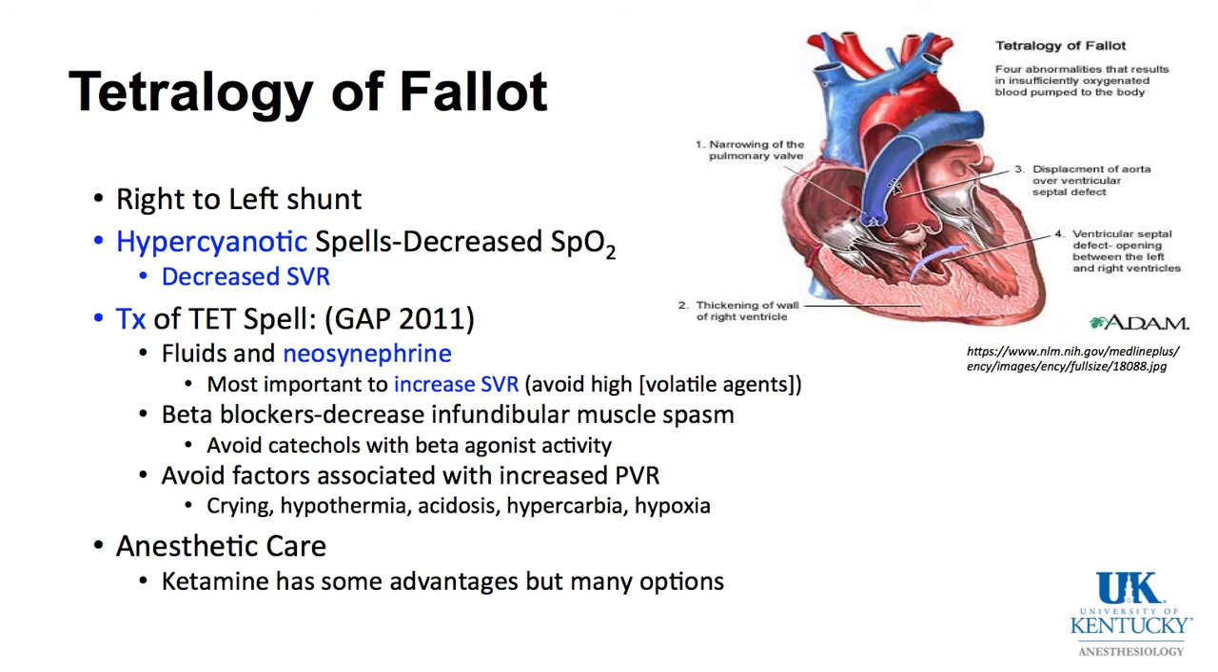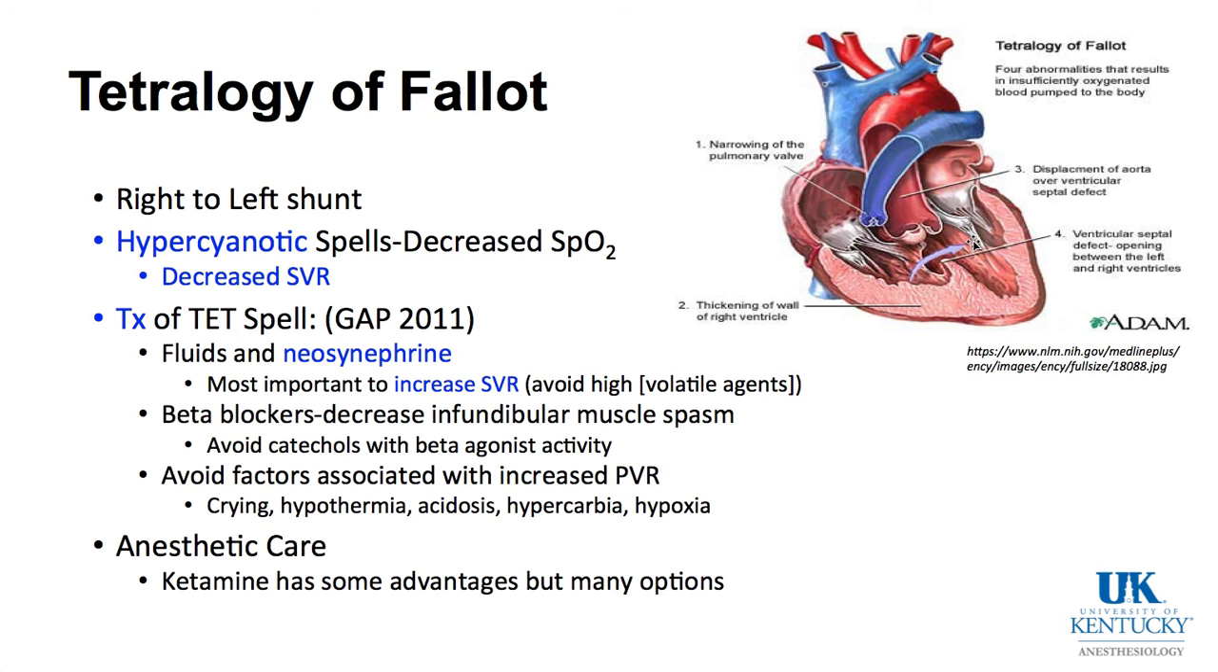If you increase the pulmonary vascular resistance, a crying, screaming, sympathetically stimulated child could have pulmonary vascular resistance go up and more blood be shunted from the right side to the left side. So a TET spell, a sudden drop in SpO2 in that screaming, crying kid, or in someone in whom the SVR has decreased who has tetralogy of Fallot, we treat it with neosynephrine to raise the systemic vascular resistance and reduce the right to left shunt, and fluids, but the most important thing to do is increase the SVR.